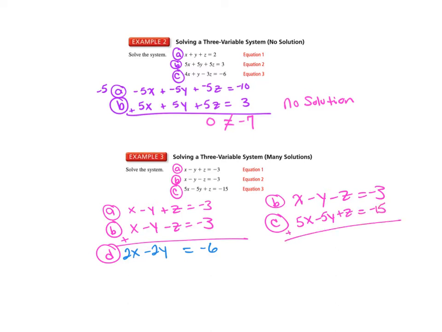I'm going to add these two. We get 6x minus 6y. -z plus z is 0. The -3 plus -15 is -18. And we're going to call this equation E.